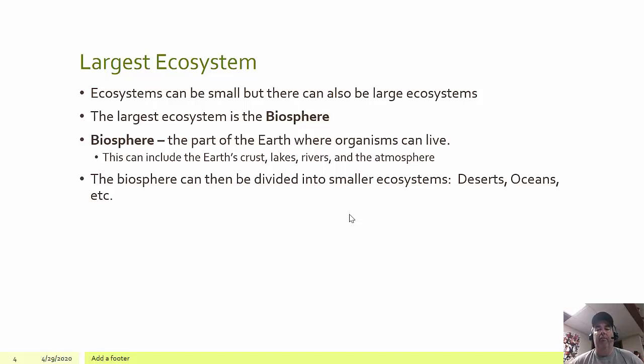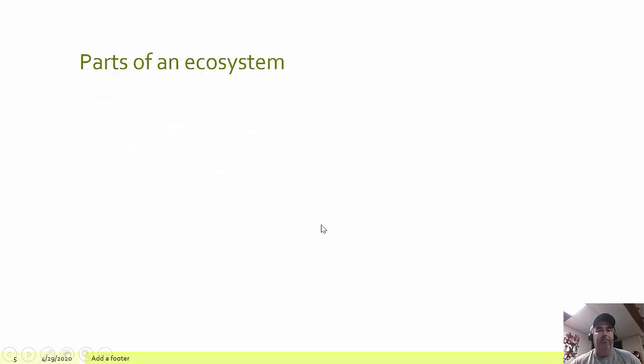Maybe we're going to look at the deserts. Maybe we're even going to break it down more than just deserts, and we'll look at the Sahara Desert versus the Mojave Desert. Maybe we look at the oceans, because again, you've got warmer oceans and colder oceans. We can look at the different grasslands, plateaus, mountainous areas. So we can take that biosphere and divide it into some of those smaller ecosystems.